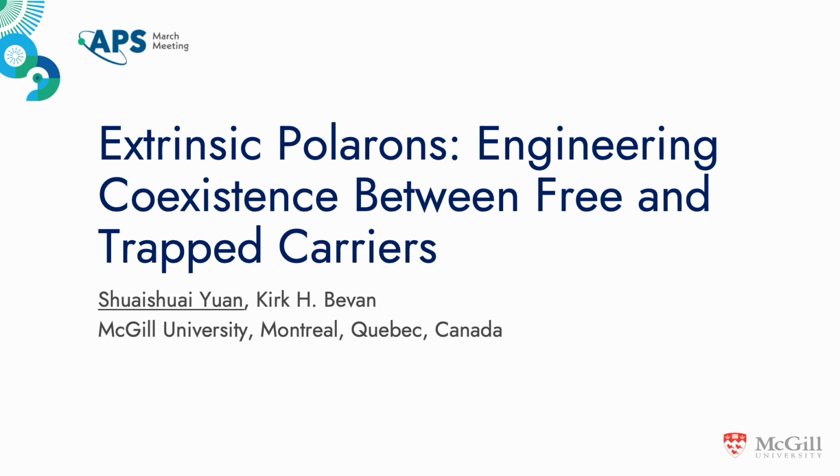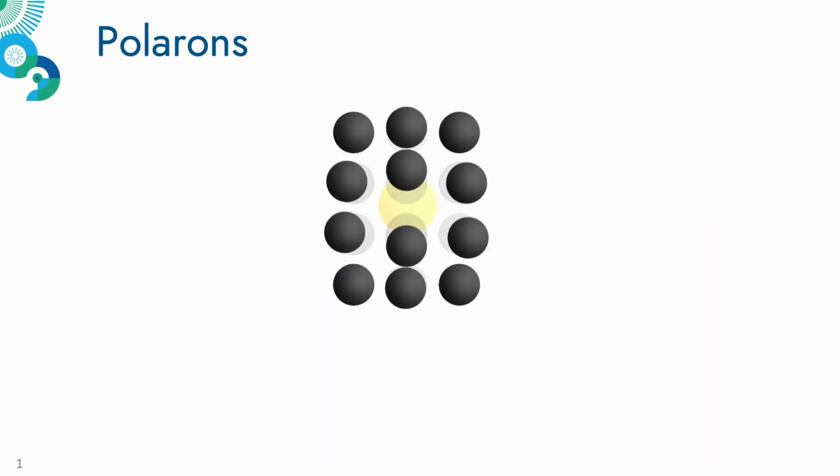Today I'm going to talk about extrinsic polarons: engineering coexistence between free and trapped carriers. A polaron is a quasi-particle used to understand interactions between electrons and atoms in a solid. We all know that electrons move freely in metals. However, in some ionic or highly polar materials, an electron can be trapped and it will push its surrounding atoms away from their equilibrium position. We call this trapped electron or hole, together with the surrounding lattice distortion, a polaron.